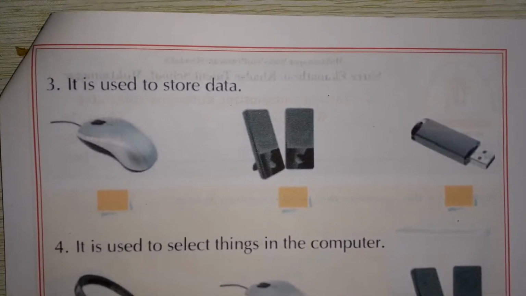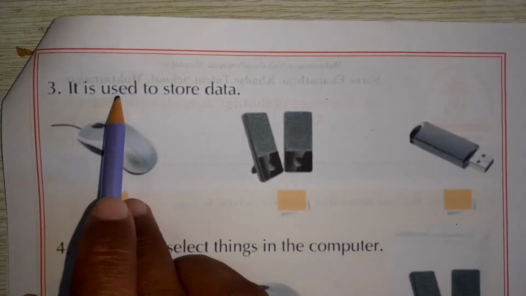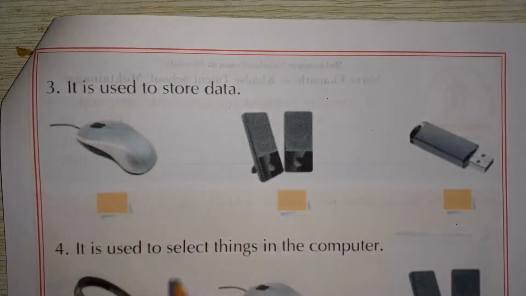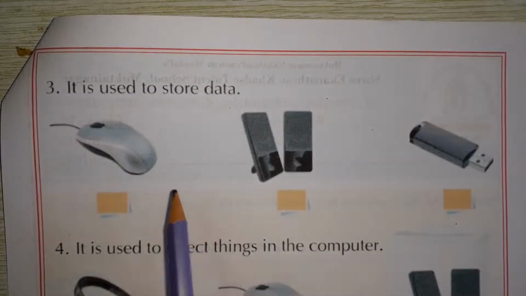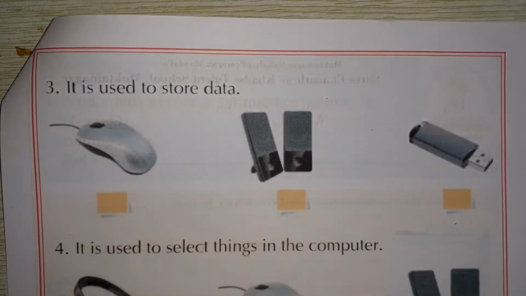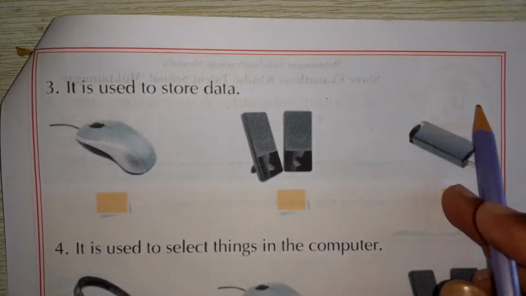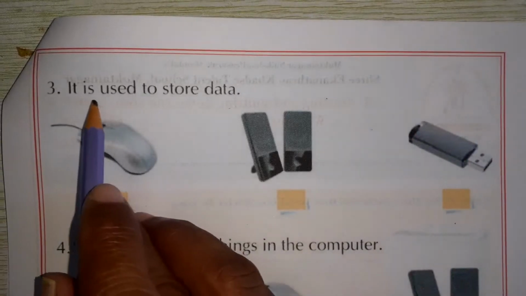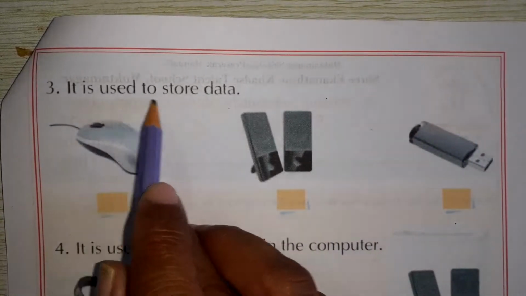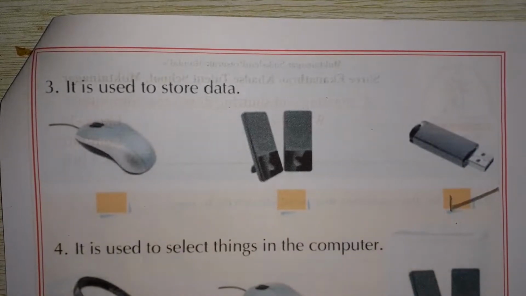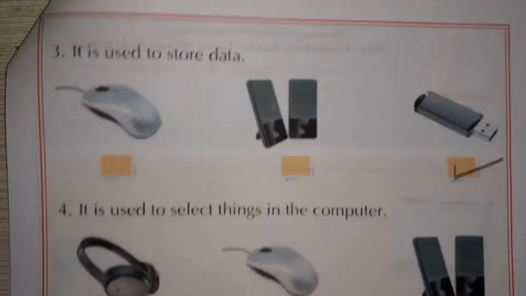See. What is the question? It is used to store the data. Who is used to store the data? Mouse, speaker or pen drive? Mouse is a pointing device. Speakers are used to listen to music. And this is the pen drive. Pen drive is used to store the data. You tick here. Understand? What is the next question?